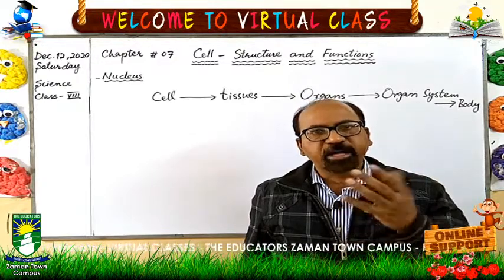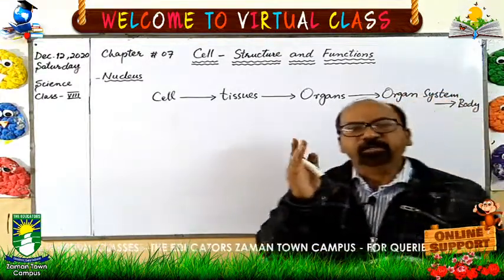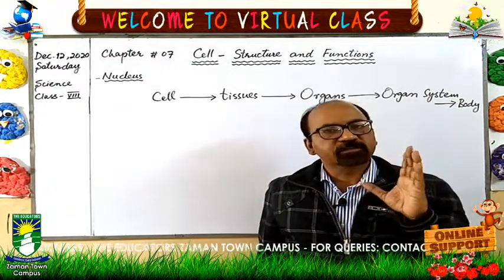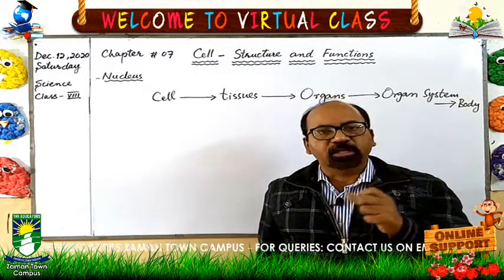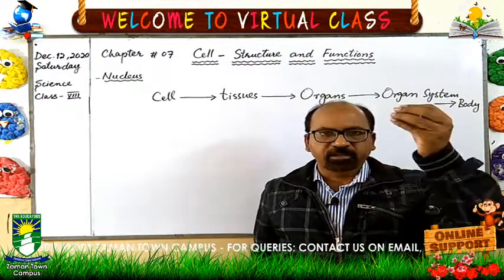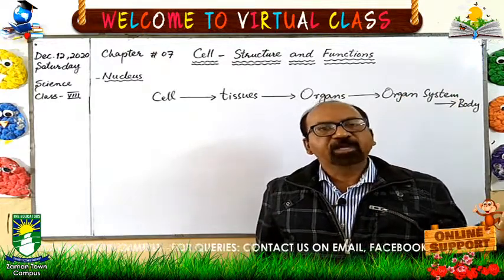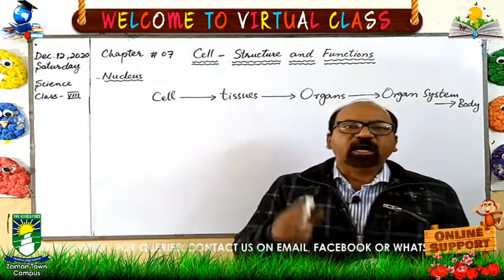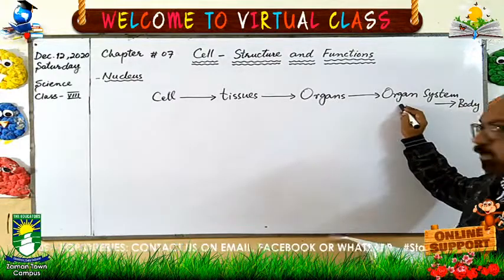These are different organs. When different organs are working together, for example, the heart is an organ, and our arteries are another organ, our veins are organs. When these are working together, they make the organ system.